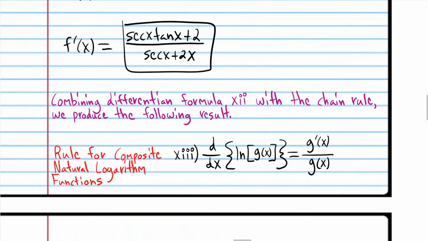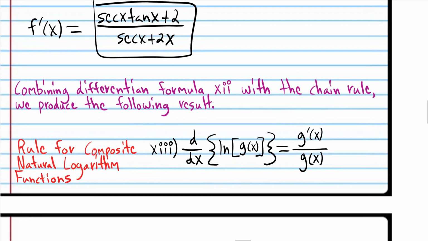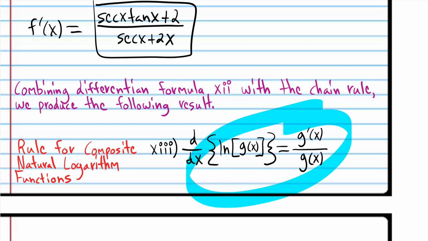That's true for any natural log function. And we call this differentiation formula number 13. The derivative of the natural log of some function is equal to the derivative of the inside function divided by the inside function. This is the result of combining differentiation formula number 12 with the chain rule. It just turns out that this is true.